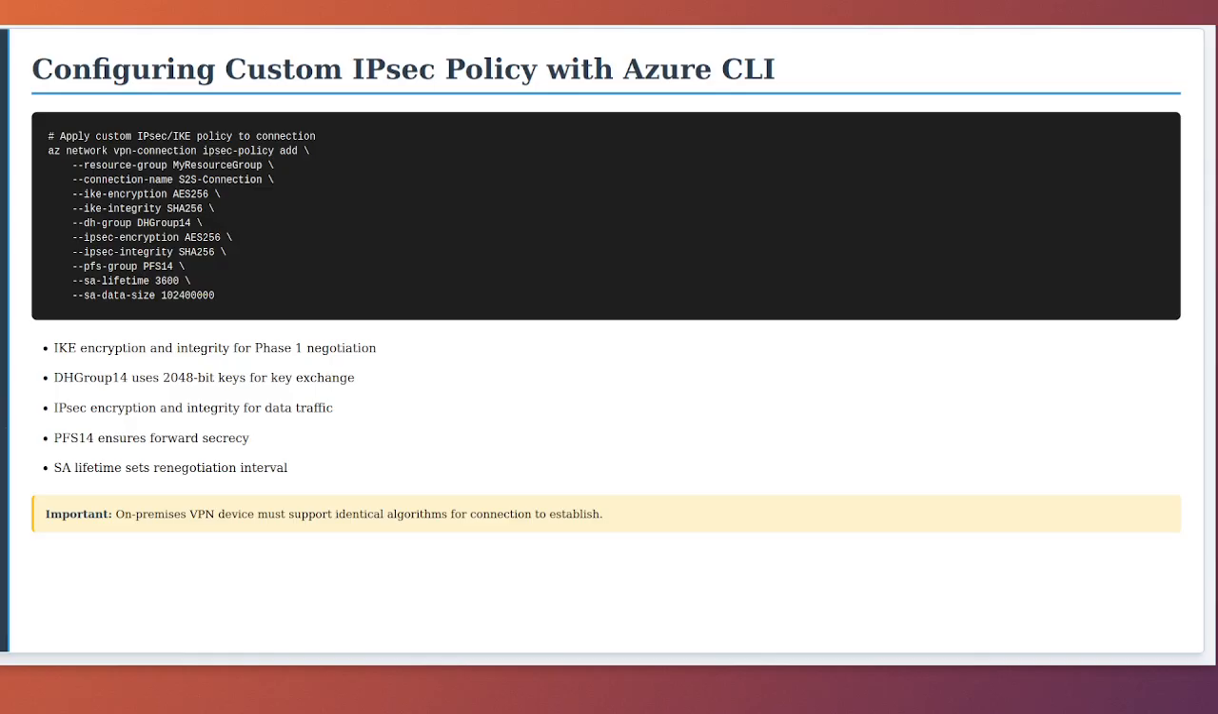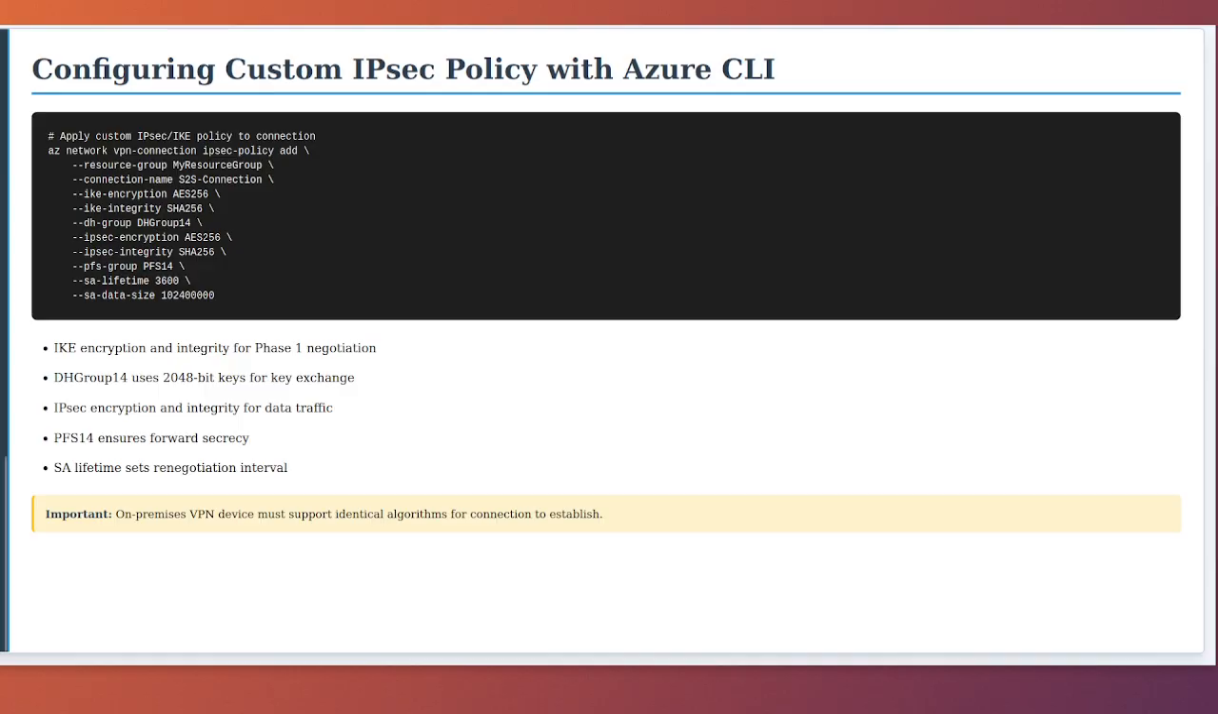PFS ensures that if one session key is compromised, past and future session keys remain secure by generating new Diffie-Hellman keys for each IPsec security association. The SA lifetime parameter sets the security association lifetime to 3,600 seconds, which is 1 hour. After this time expires, the IPsec security association is renegotiated, and new encryption keys are generated.